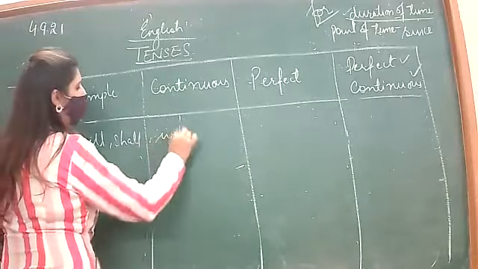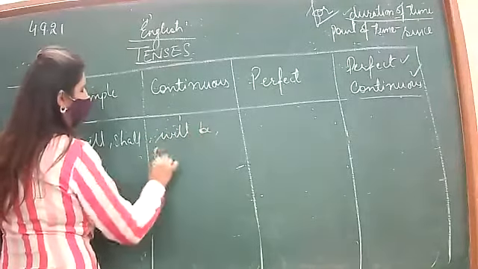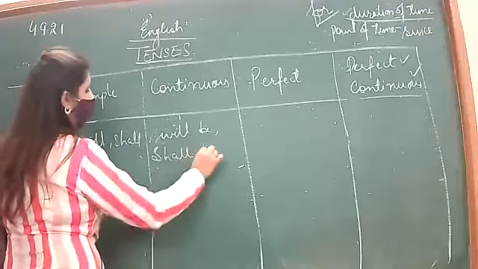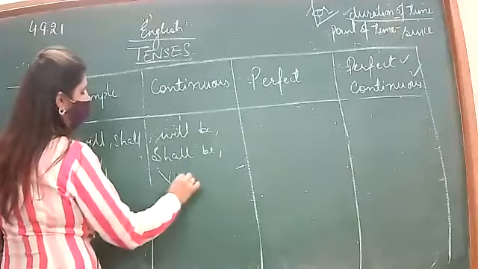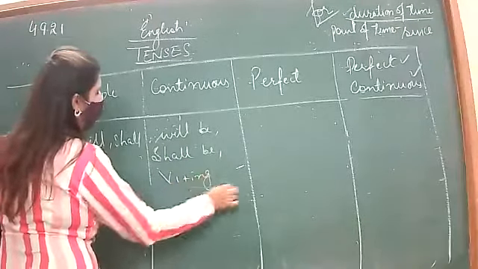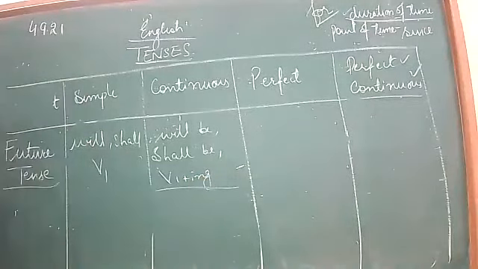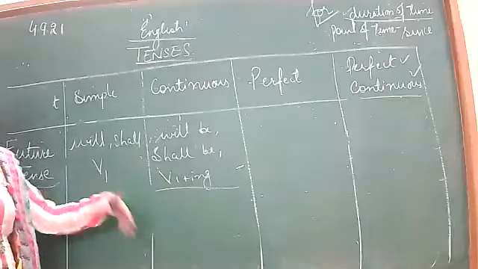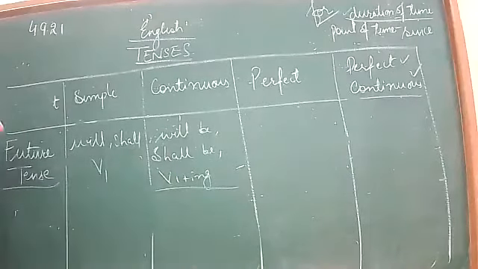So will be, shall be, first form of verb plus ing. Okay, for example, he will be writing a letter by this time, by afternoon. Okay, so here most of the times the point of time or some point is always given.